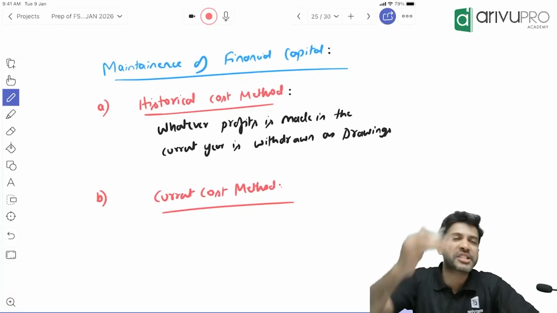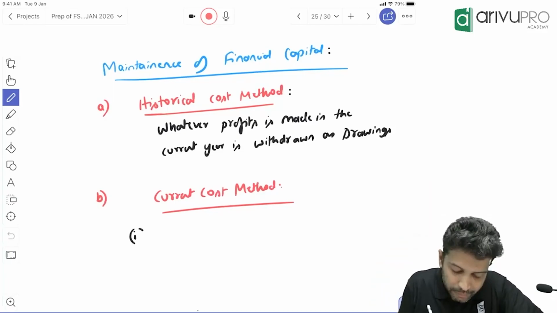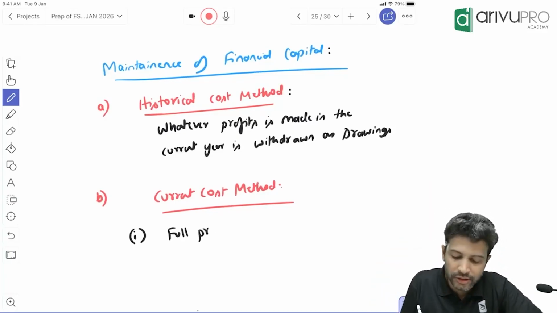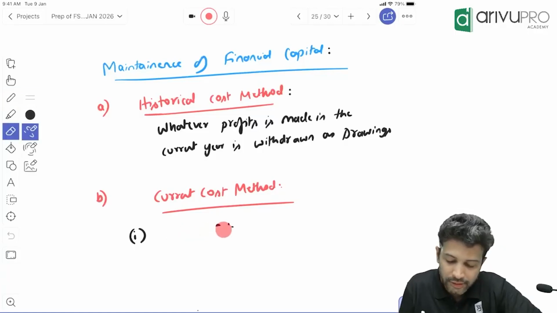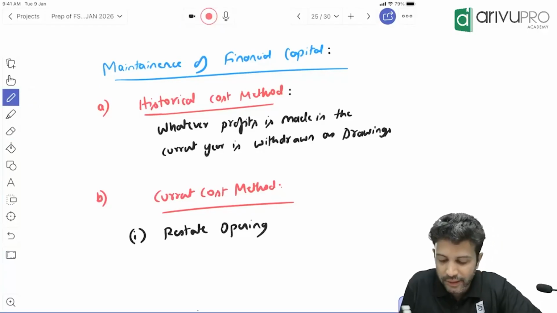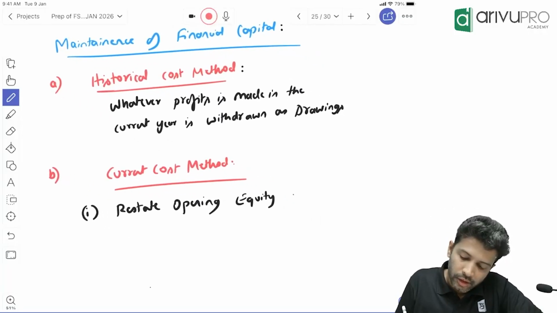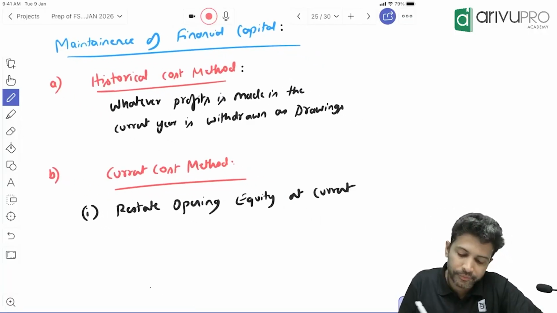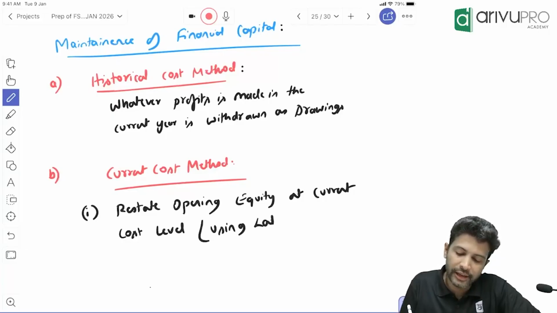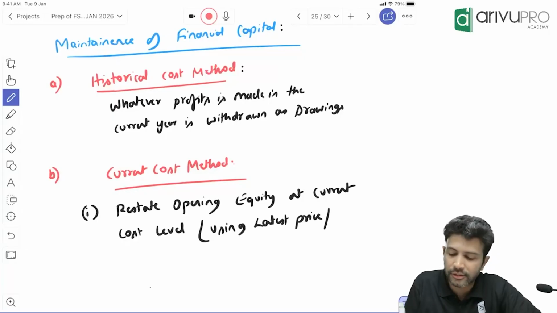Okay, current cost method. Write down first, people. Here, full profits are not withdrawn. First point, write: restate the opening equity at current cost level. In bracket, you can write using latest price or index.